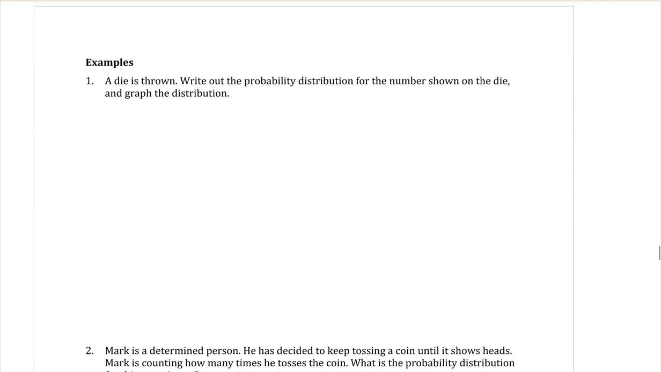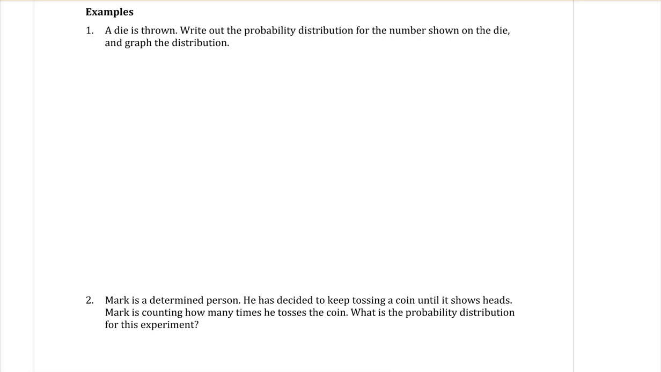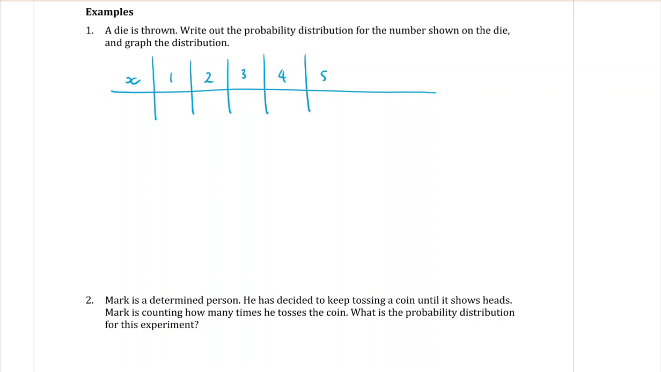A die is thrown. Write out the probability distribution for the number shown on the die and the graph for its distribution. So a distribution table that we're going to be drawing up has 2 rows. The first row is going to be our x, which is the outcomes that we can get when we roll a die. So for a standard die, that's the numbers 1, 2, 3, 4, 5, and 6.